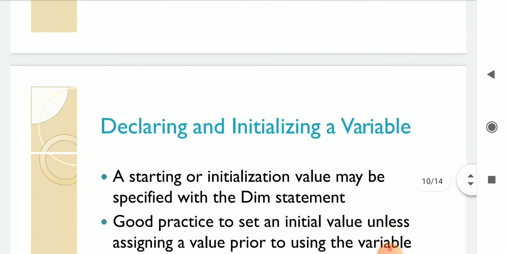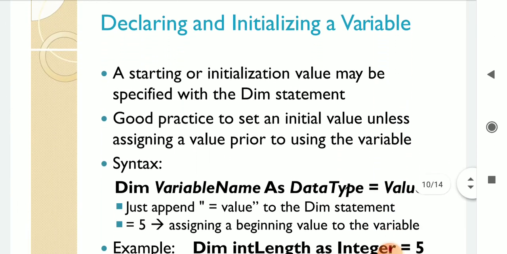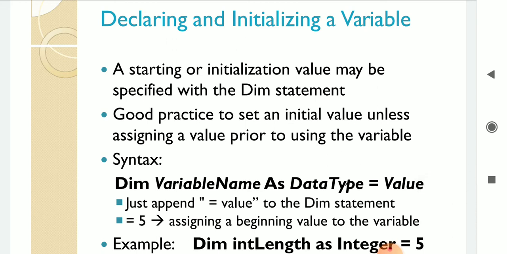Now in the next slide, declaring and initializing a variable. A starting or initialization value may be specified with the Dim statement. Always you have to use it with the Dim statement. It is good practice to set an initial value while you are creating the variable. As for example, Dim variable name as data type equal to value. It is also called the default value. Default value means when no value is given, then what will be the value in the particular variable.